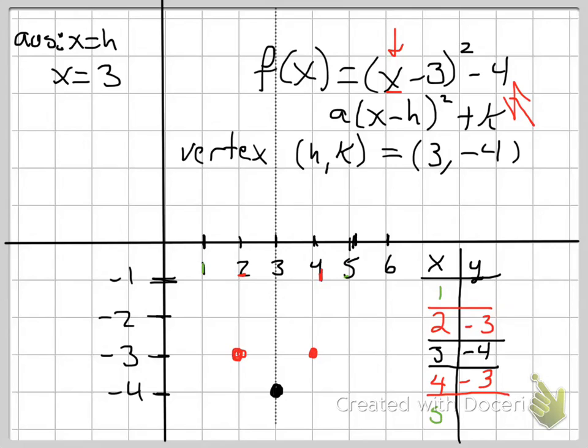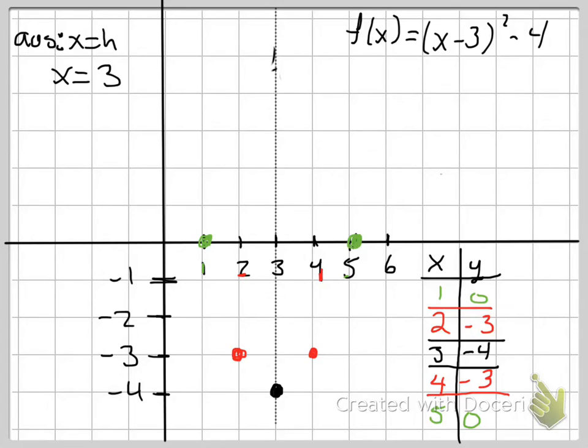Okay. Then we're going to play the same game. We're going to go to the left and right one more time, and we have 1 and 5. We're going to plug those into our formula. So 1 minus 3 is negative 2, and then we square that, we get 4. Then 4 minus 4 is 0. Same thing happens when we plug 5 into our formula. That's going to give us 2 points, and those happen to be our x-intercepts. We don't always get our x-intercepts this way, and we'll talk about how we find our x-intercepts in just a moment here.